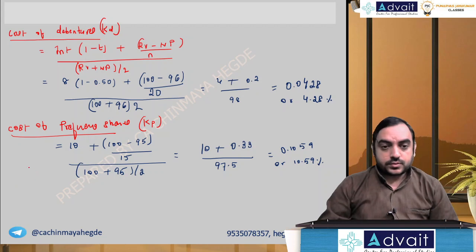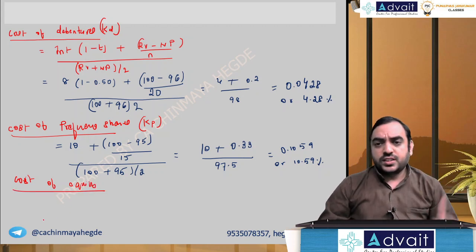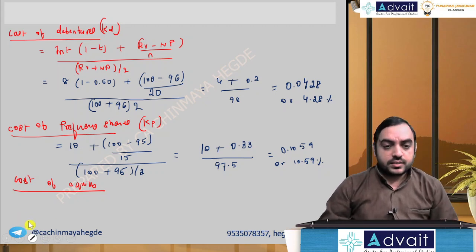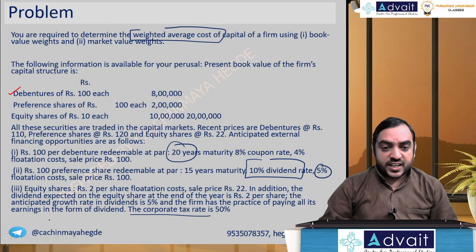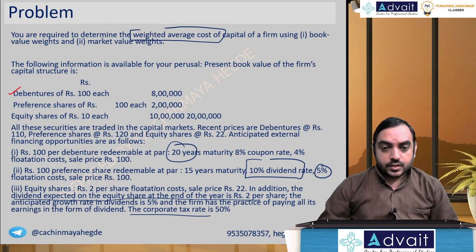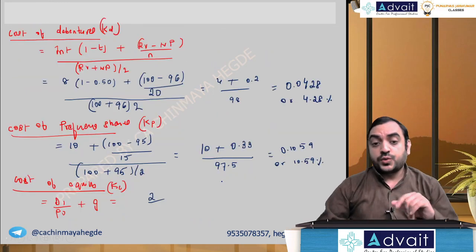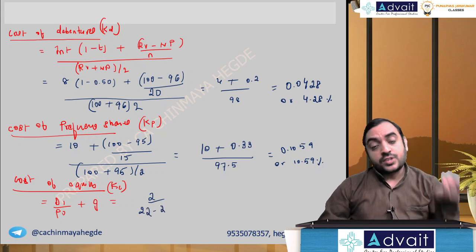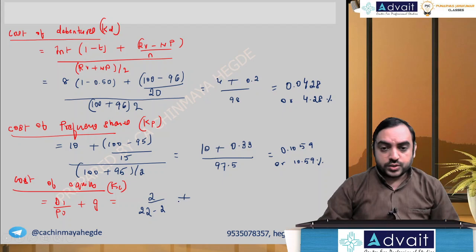Then we have the cost of equity. We'll use the dividend growth model formula because we have information on dividends. So cost of equity, Ke, is D1 by P0 plus growth rate. P0 is the net proceeds. D1 is the dividend expected. How much dividend is expected? Dividend expected at the end of the year is 2 per share, directly given, divided by P0. Equity share: 2 per share flotation cost, sale price 22. So how much should we take? Net proceeds. So 22 rupees market price, you should subtract 2 rupees. Plus the growth rate, that is 5%, 0.05.